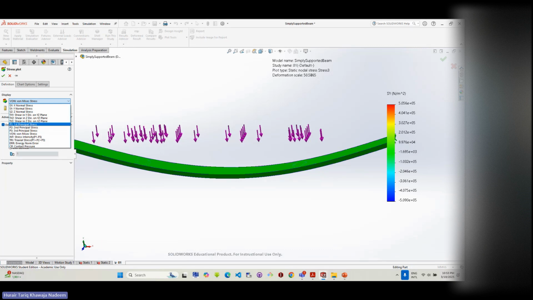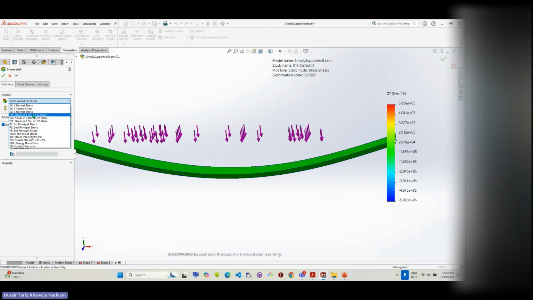Y direction. I need to find out the shear forces. So it should be on Y. Yes, on Y, right? Yeah, on y direction, but on YZ plane. On YZ plane, shear in y direction on YZ. This is YZ plane. The YZ plane is going to be this in the y direction.